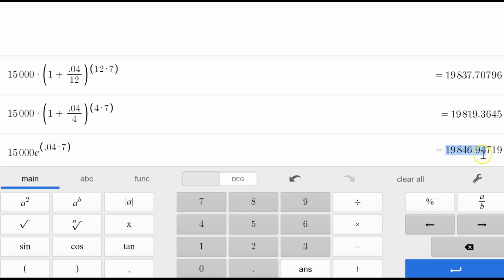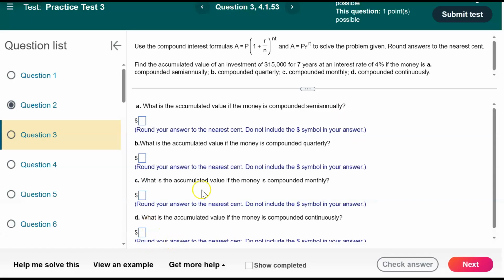And you make sure to add 1 to 4 here, because the number next to 4 is 7. So the answer is 19,846.95. So you add 1 to 4. That is the value for letter D.